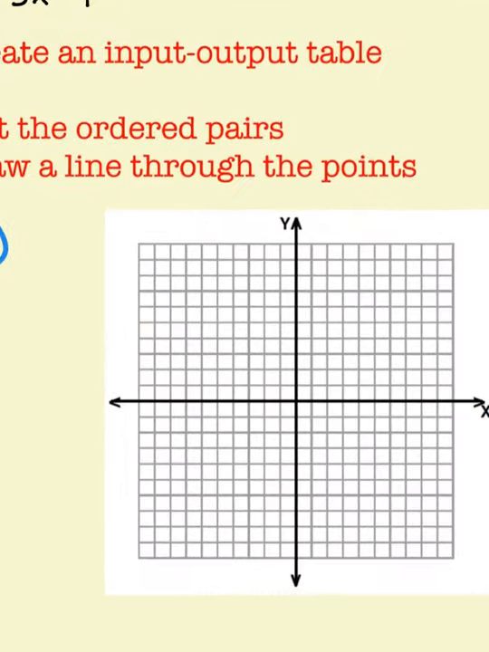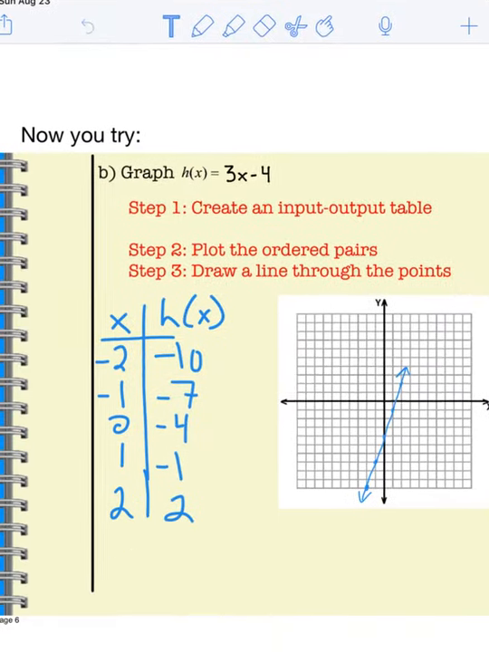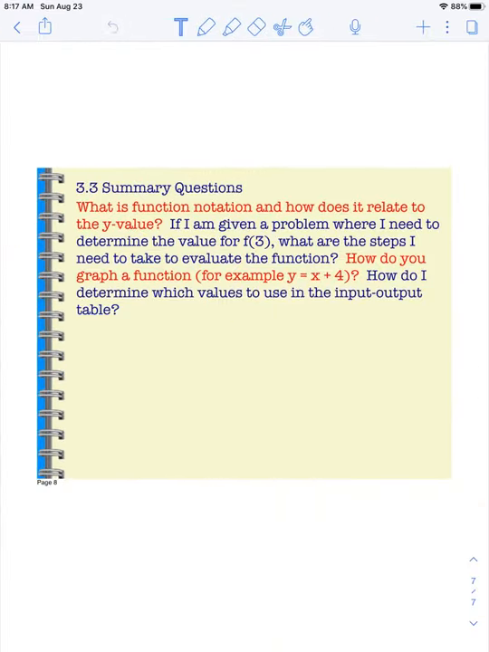All right, then we're going to plot these points. I have -2, -10, -1, -7, 0, -4, 1, -1, 2. And last step, draw a line through the points. There is our function. All right, and we'll wrap it up with some summary questions.